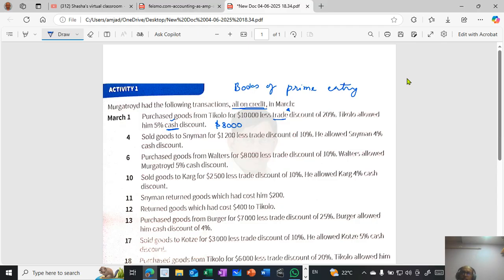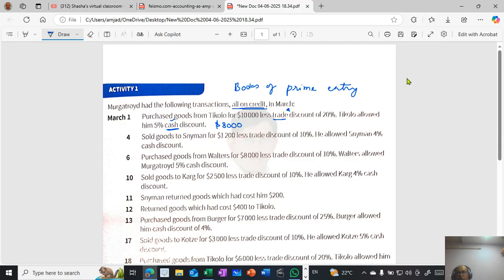So Mrugatayat had the following transactions, all on credit in March. Purchase goods from Ticolo for $10,000 less trade discount of 20%. Ticolo allowed him 5% cash discount. Sold goods to Snyman for $1,200 less trade discount of 10%. He allowed Snyman 4% cash discount. Purchase goods from Walters rupees 8,000 less trade discount of 10%. Walters allowed Mukadait 5% cash discount.